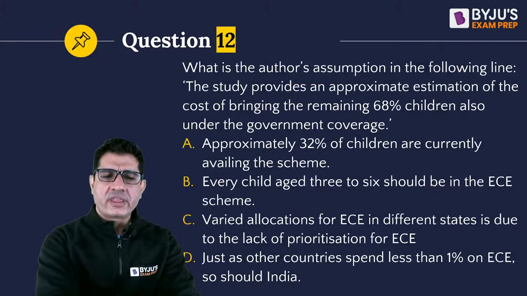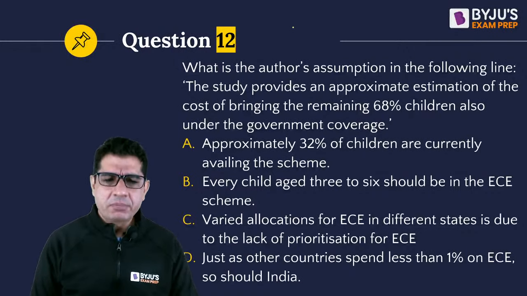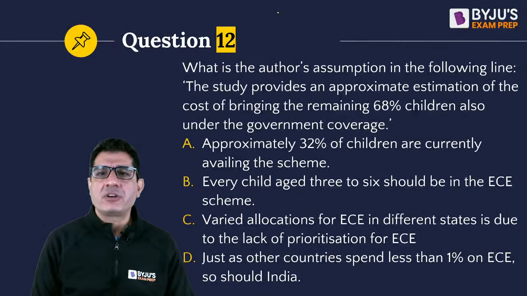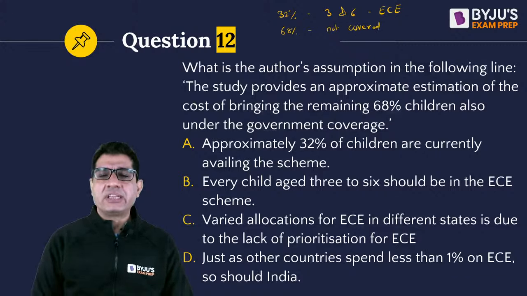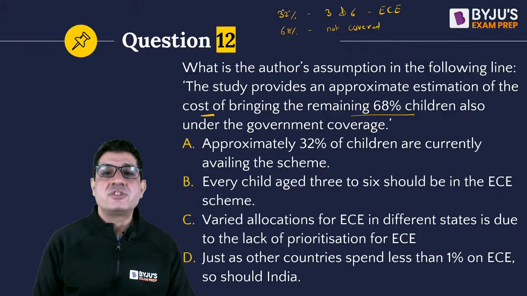So what's your take on this? Now, this is a kind of question where I think if you were to refer back to the passage, you'd find it easy. But let me share what the passage says. In the passage, we are being told that 32% of the children between the ages of 3 and 6 are being covered by ECE, which essentially tells us that the remaining 68% are not getting covered. Now, read this. The study provides an approximate estimation of the cost of bringing the remaining 68% children also under the government coverage. So, they're assuming that.